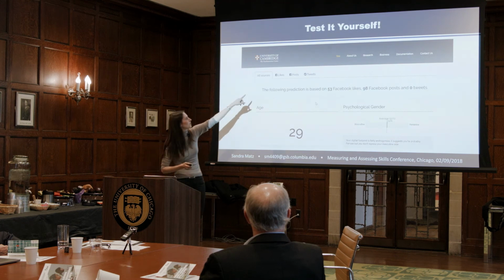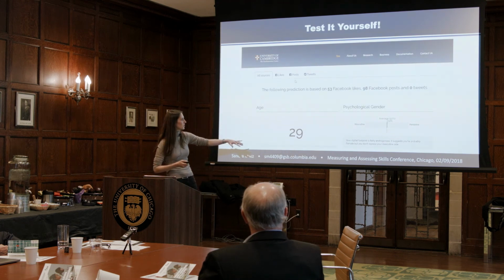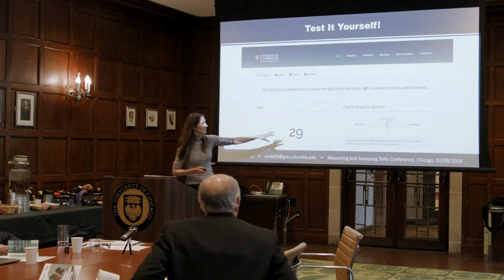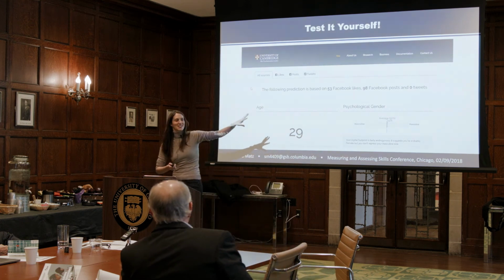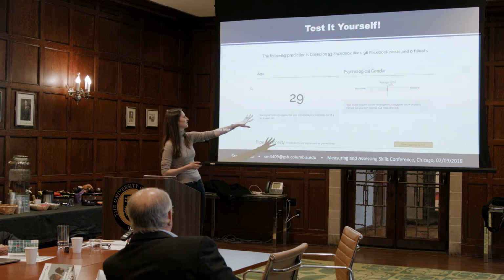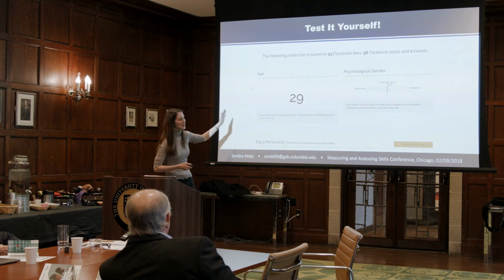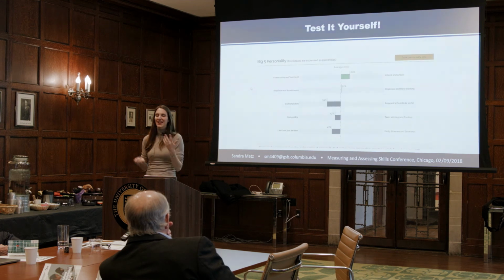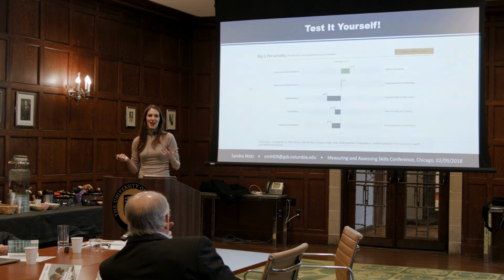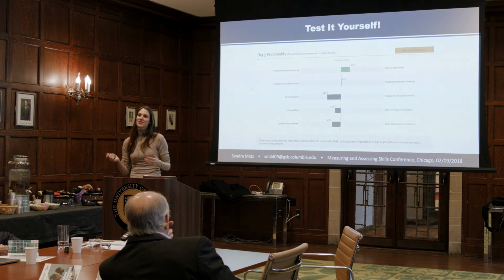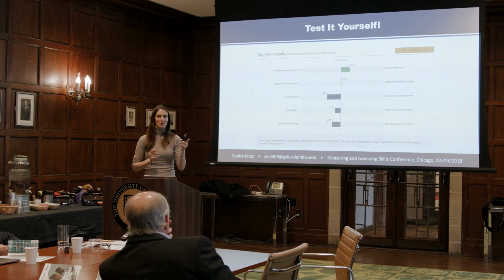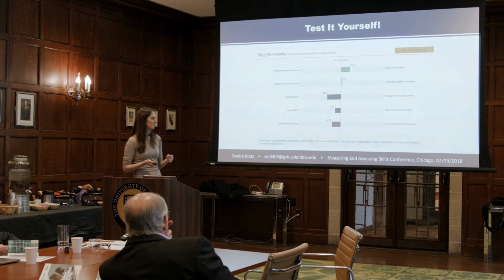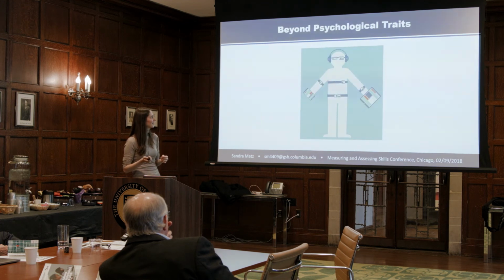So you can say, I just want to look at my likes, posts, and tweets. In this case, I take all of the sources. It predicts my age, predicts my psychological gender, which is a little sad, but still 51 on the right side. Big 5, leadership, IQ, life satisfaction. Again, it's certainly not perfectly accurate, but it might give you an idea of what your online profile tells about your psychological profile. Okay, let's see if I can skip that.